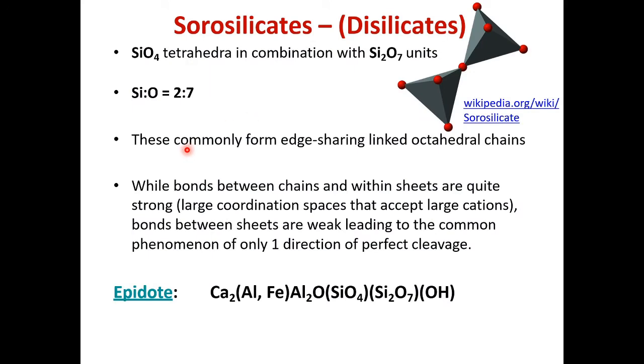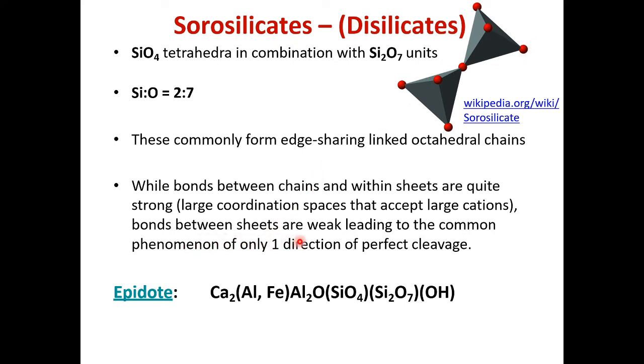Okay. So these commonly form edge sharing linked octahedral chains, and the example is epidote, because in this link only one oxygen is shared between the tetrahedra. So the bonds between chains and within sheets are quite strong. Large coordination spaces accept large cations, which is in between two tetrahedra, right?